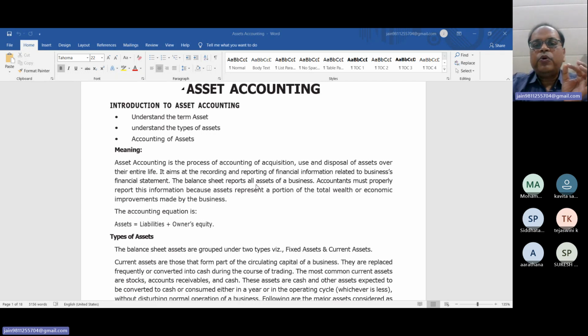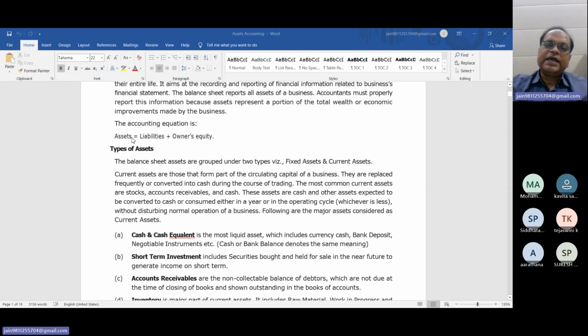The balance sheet reports all the assets of the business. Accountants must properly report this information because assets represent a portion of the total wealth or the economic improvement made by the business. Now this is the accounting equation. We have already done the accounting equation in paper first, and we have already solved, I think, around 9 to 10 classes regarding the accounting equations. So assets equal capital plus owner's equity.